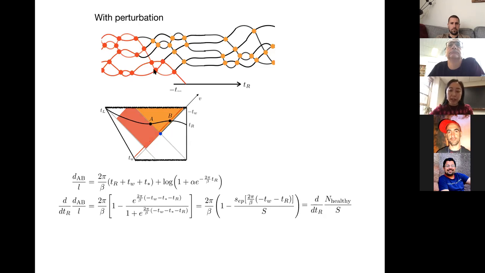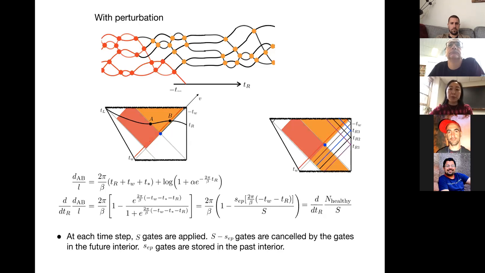So far, we only looked at the geodesic. Let's say we take the point of view that the bulk dual to a state at a particular time is the entire Wheeler-DeWitt patch. Then we can actually say slightly more. Imagine that we are decreasing the right time. At each time step, gates are applied. Some gates are cancelled by the gates stored here. Some gates are cancelled by the gates stored here. But what happens to the other gates? What happens to those gates that are not cancelled by gates stored here? They are stored in the past interior, actually.